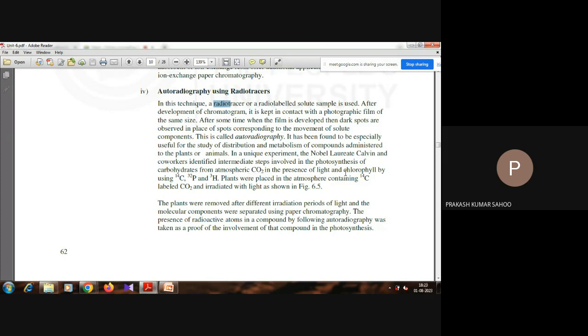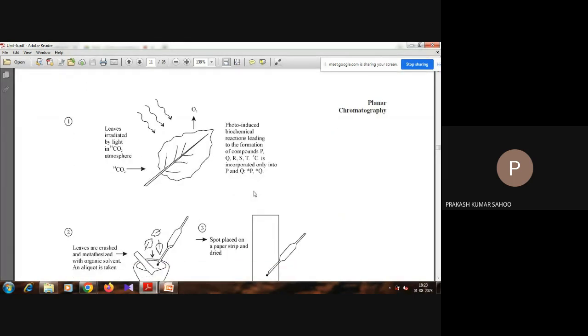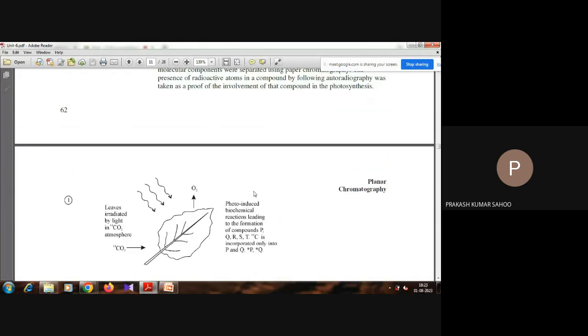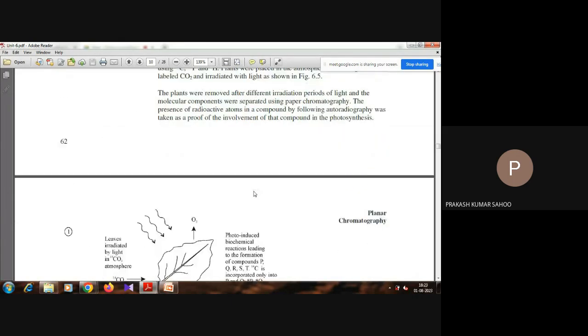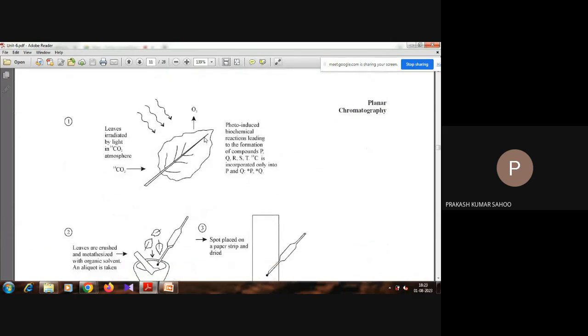The examples are chlorophyll, C14, P32, S35, and tritium. If these types of isotopes are used, then we have the autoradiography technique. Just an example of this autoradiography: we have one leaf here, and we put this leaf in a carbon dioxide atmosphere containing the C14 isotope.